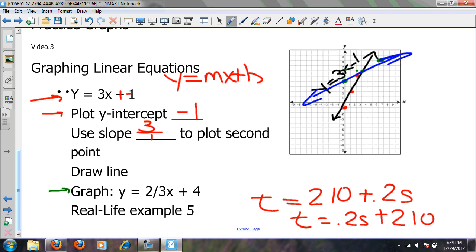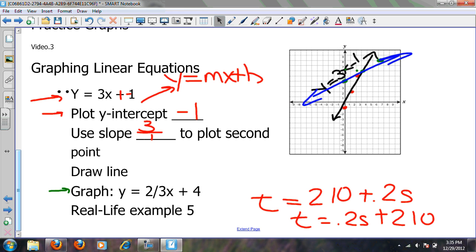Is that in y equals mx plus b? Absolutely. So what's my y-intercept going to be, Nate? 210. And what is my slope, Charlie? 2/10 or 1/5. Okay? Look at the quick check.